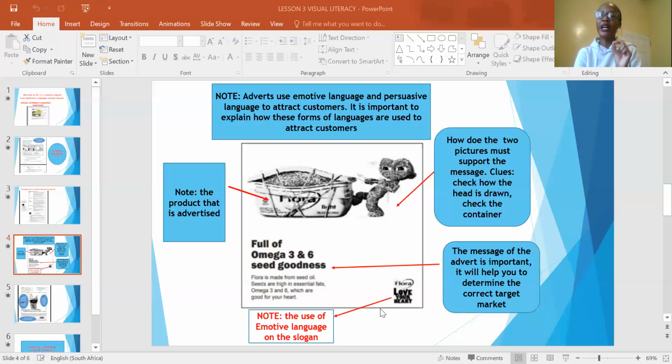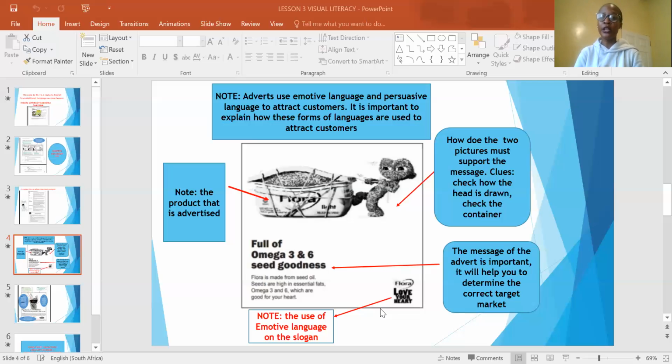So therefore, the advertiser here has used what? Emotive language. I'm repeating it again: persuasive language and emotive language. Persuasive will convince you. Emotive will still convince you, but to make it simpler for you, emotive is more inclined to the use of emotions. If I say drink this, you'll feel good, the word feel is connected to emotions, so therefore it's an emotive language. If I say use this, it's the best in the world, that is a persuasive language.